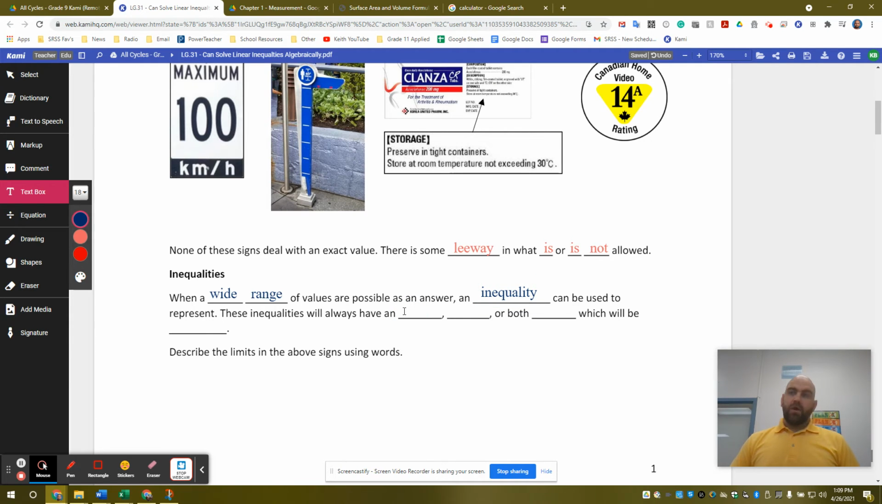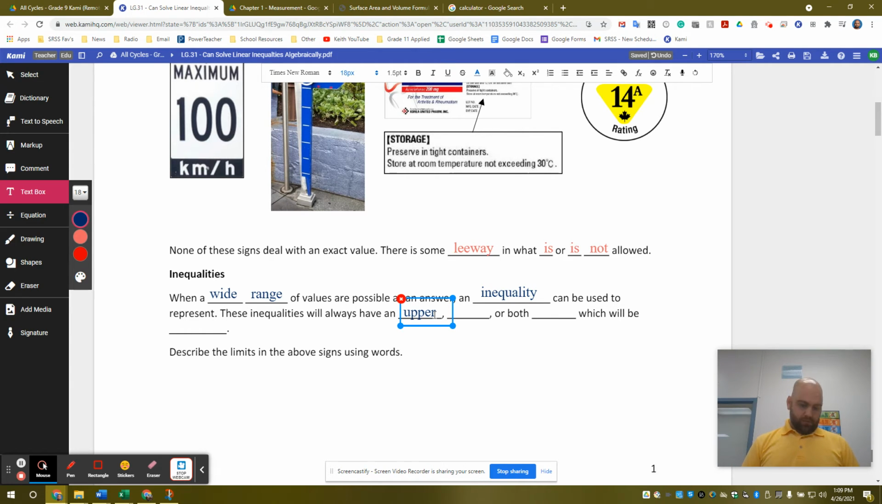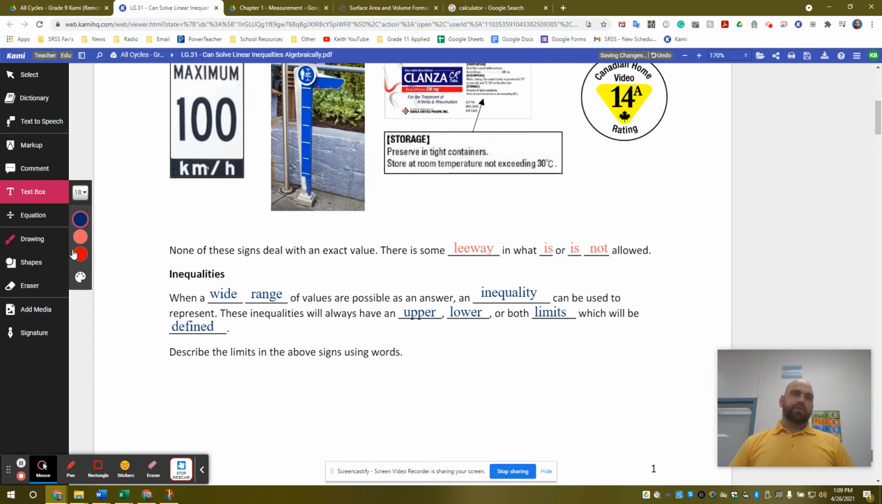These inequalities will always have an upper limit, a lower limit, or both limits, which will be defined. So they will always be defined.